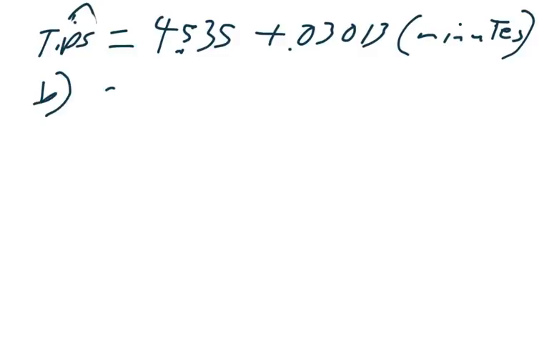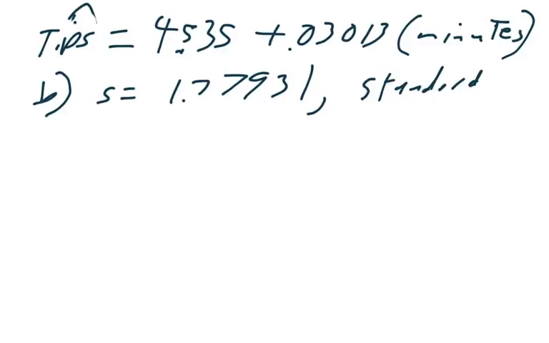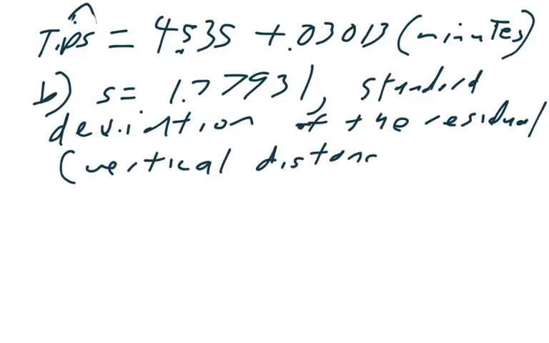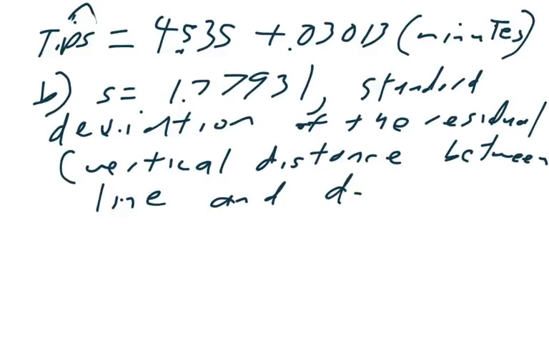S equals 1.77931, which means that is the standard deviation of the residuals, which is the vertical distance between the line and the data points.